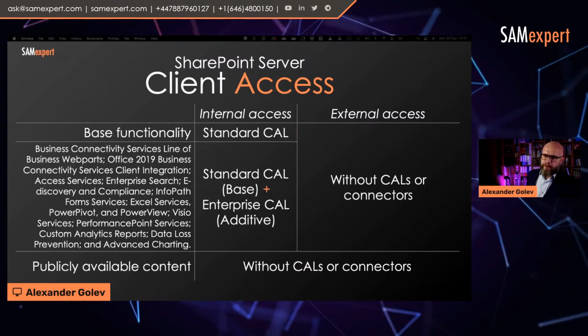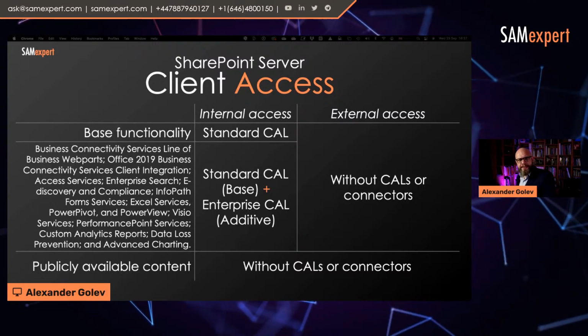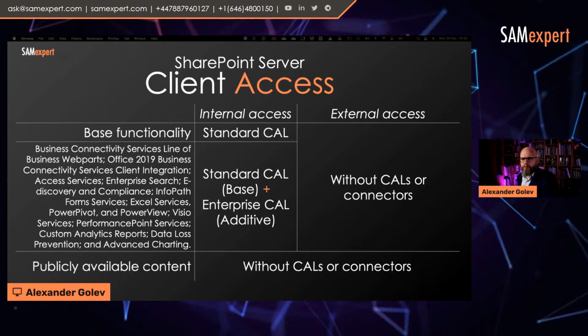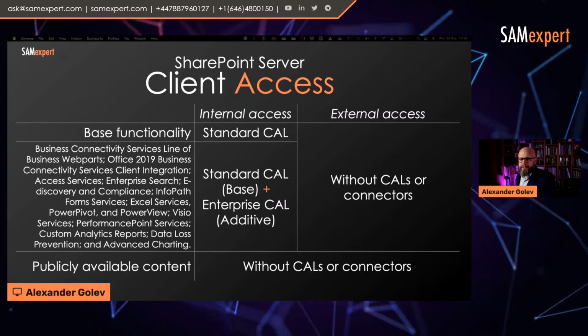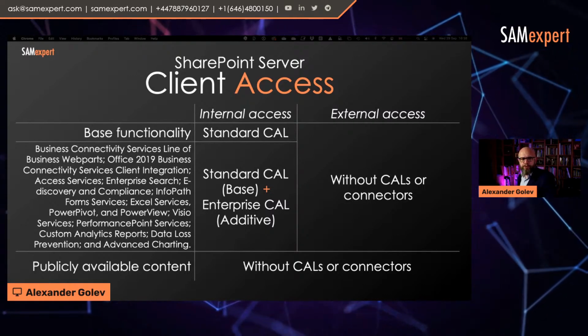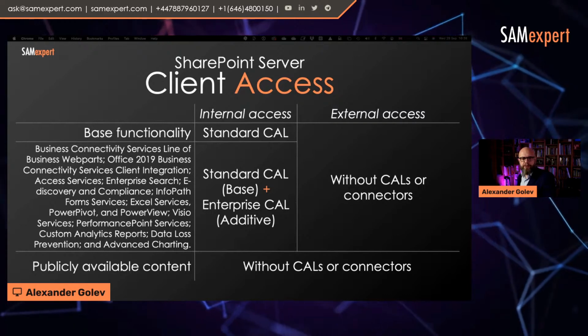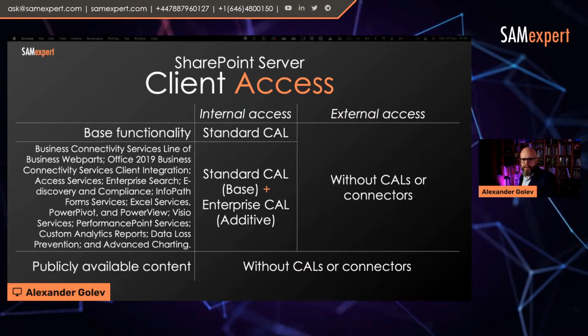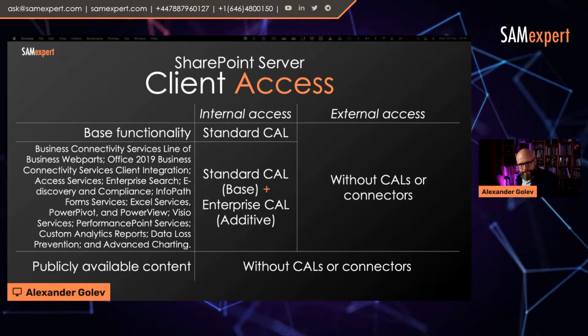Otherwise, all external access is included in the server. Doesn't require neither external. There are no connectors in the Office server world anyway. Doesn't require CALs. And for internal access, just typical logic applies. Base functionality, you need standard CAL. Extended functionality, you need standard and enterprise CALs together.